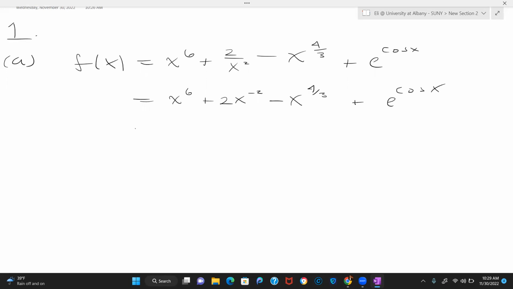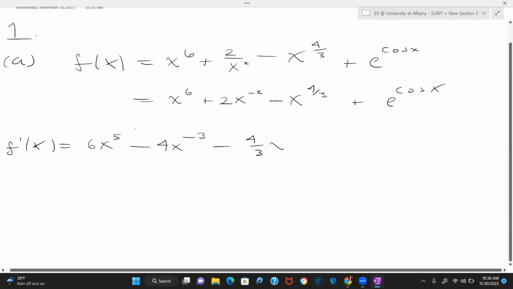All right. So now at this point, I can take the derivative pretty easily. So power rule on the first three terms. This will give you 6x to the fifth minus 4x to the negative third. You reduce the power by one. Some people added one to the power. That's not right. Then you get 4/3 x to the 1/3.